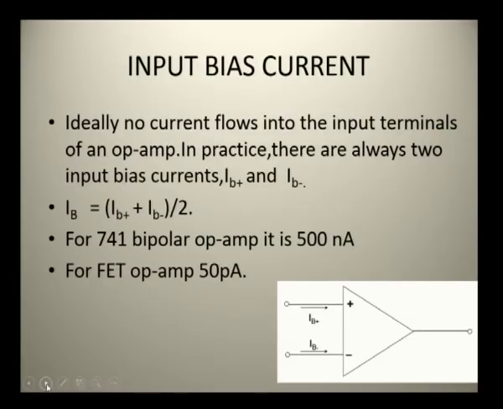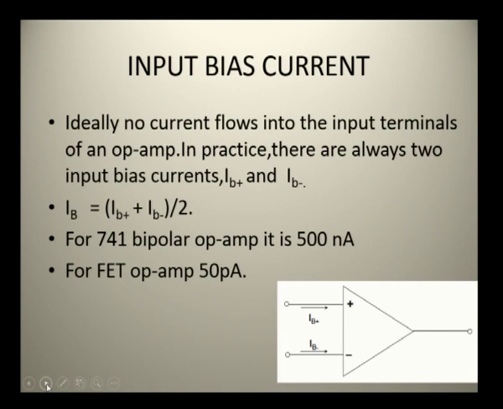So, the first point, the current drawn by the input terminals of the operational amplifier is 0 ideally, but in practice, to bias the input transistors, there will always be some current drawn by the input terminals of the operational amplifier, both positive and negative. This current is said to be the bias current. IB plus is the current drawn by the positive terminal and IB minus is the current drawn by the negative terminal. The input bias current is calculated as the average of IB plus and IB minus.